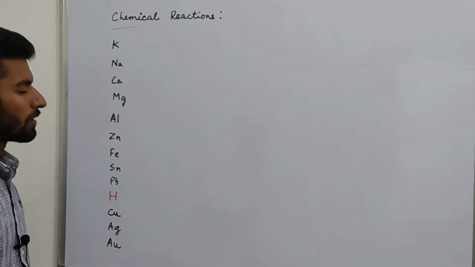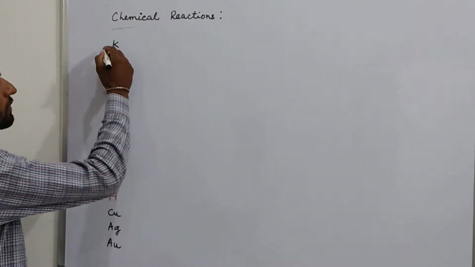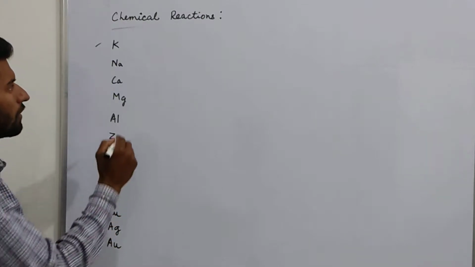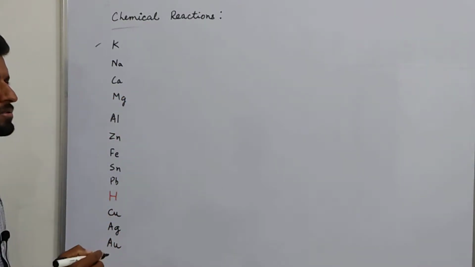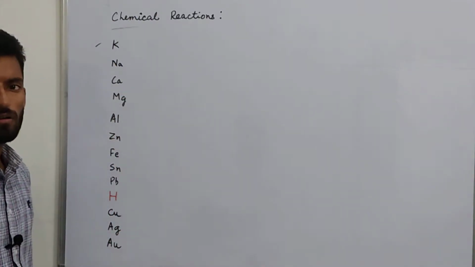Now we'll continue with the next topic. Last time we were discussing the types of chemical reactions. In that we discussed the activity series in the last video. Same we will continue. What is activity series? It is a series which consists of the elements arranged in the decreasing order of their reactivity.